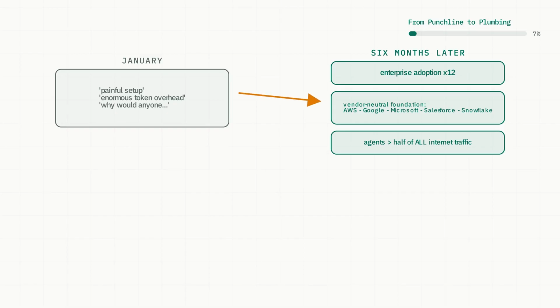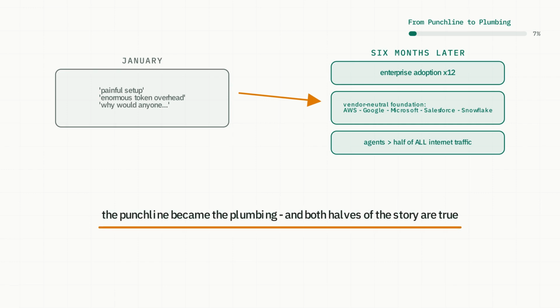Six months later, enterprise adoption up 12-fold. The protocol donated to a vendor-neutral foundation backed by Amazon, Google, Microsoft, Salesforce, and Snowflake. Agent traffic passing half of all internet traffic for the first time in history, and MCP sitting underneath it as the connective tissue. The punchline became the plumbing.